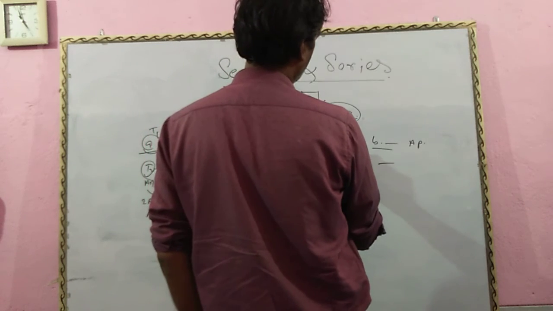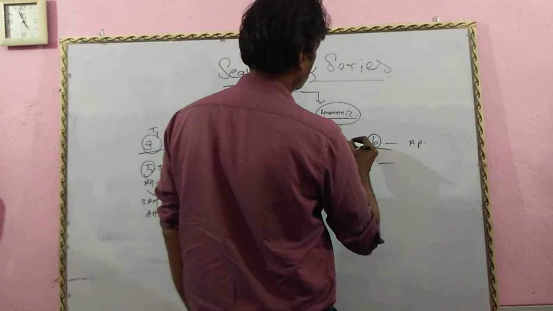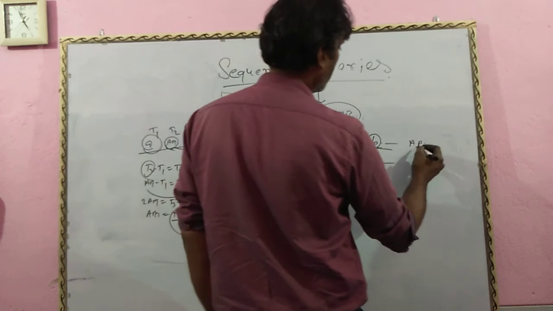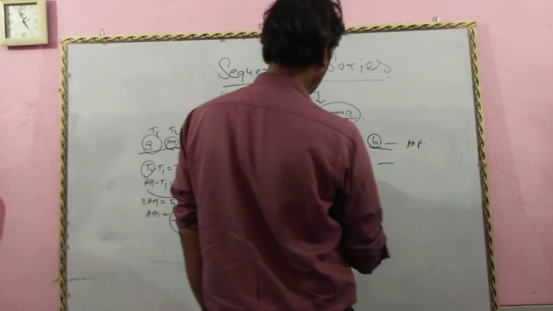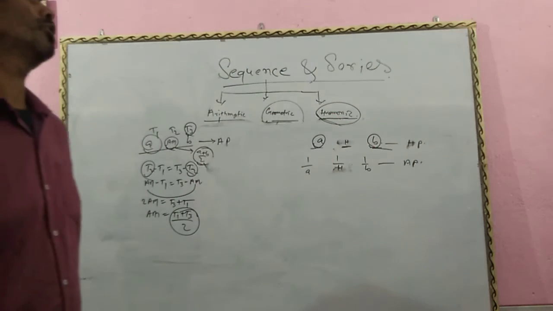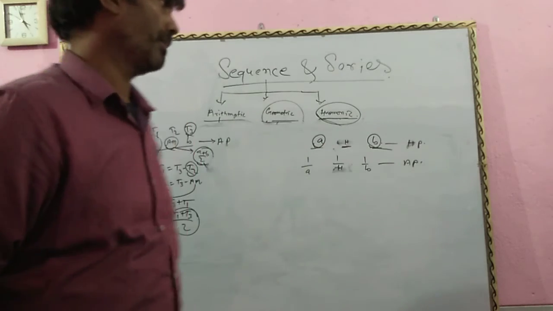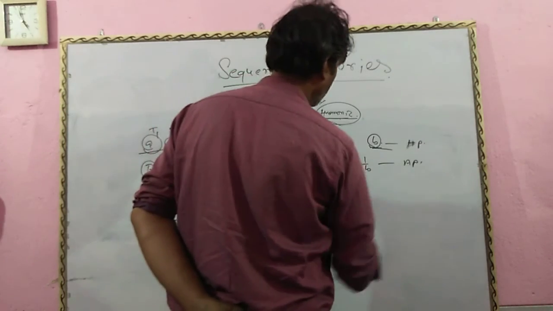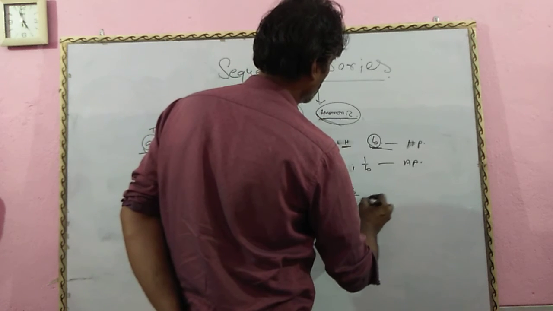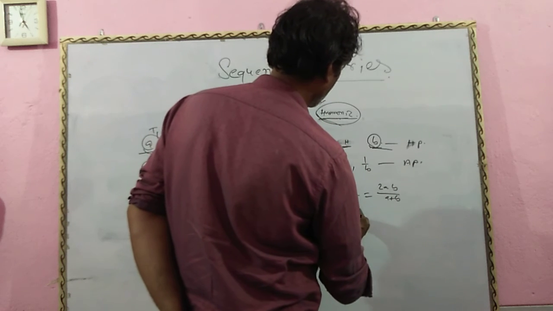Let there be two numbers A, B and the harmonic mean is H. Then all three terms are in HP. So 1 upon A, 1 upon H and 1 upon B will be in AP. HP is nothing but the reciprocal of AP. So to find out anything in HP, we depend on the corresponding AP. So 1 upon H is equal to (1 upon A plus 1 upon B) upon 2, which is equal to (A + B) upon 2AB.